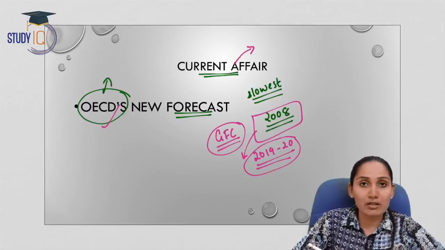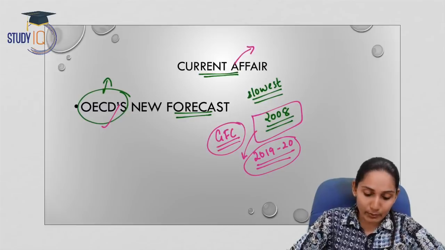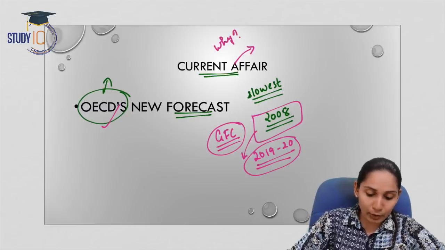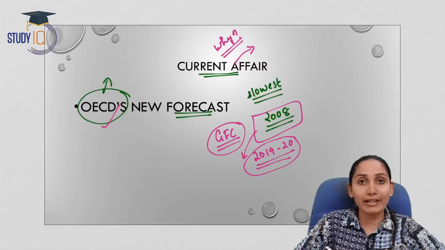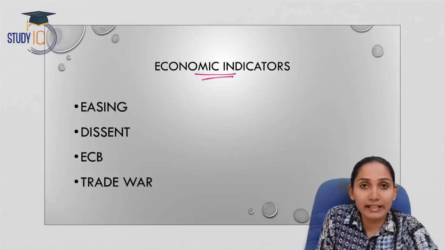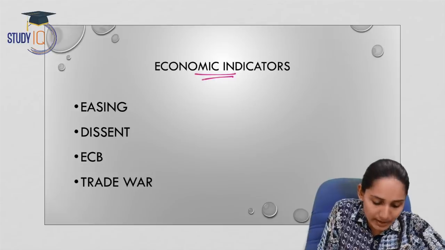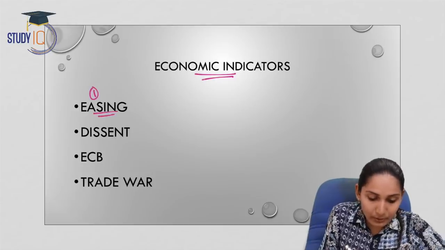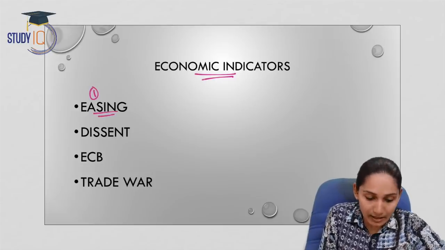So we need to know what the forecast of OECD is, what the reasons and the indicators for that are, and the implications on India. Let us start with the economic indicators. The first one is quantitative easing. So what is meant by quantitative easing?